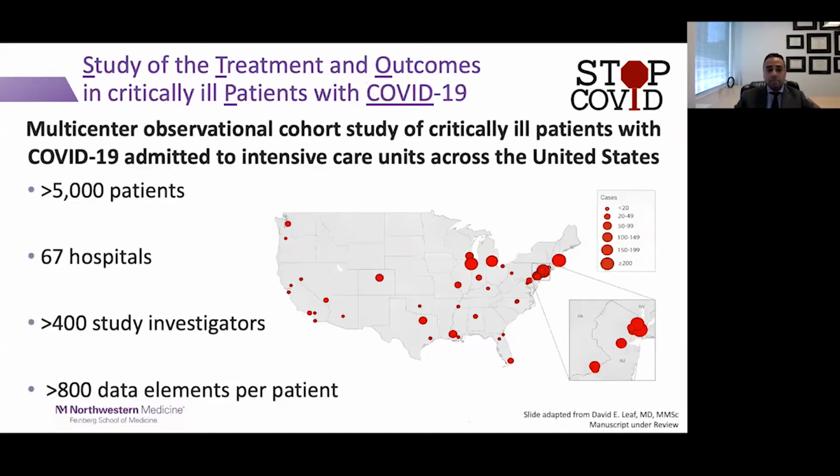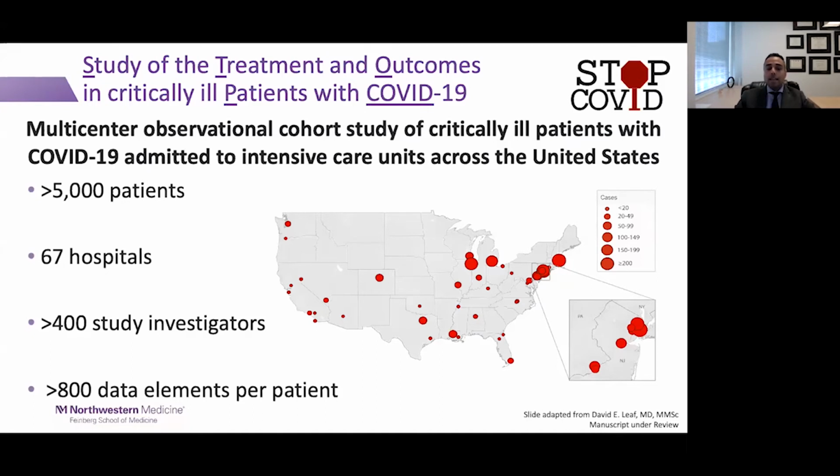Next slide. So I've shared with you some more regional data both in Wuhan, but also in the United States about patients who develop acute kidney injury. But particularly susceptible populations may be those that are critically ill. And we wanted more nationwide representative data. So I've been fortunate to be a site PI here at Northwestern for the STOP-COVID study, which is a multi-center observational cohort study of critically ill patients with COVID-19 admitted to intensive care units across the United States. And today, this has now included over 5,000 patients at 67 hospitals with over 400 study investigators.